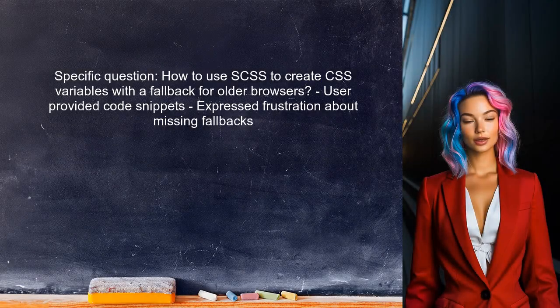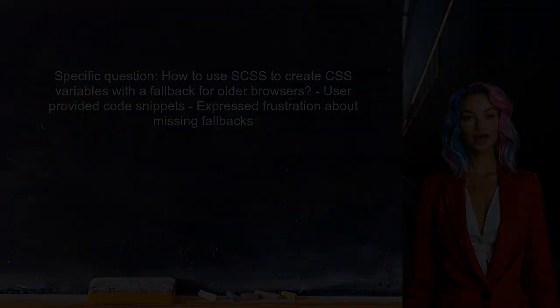Here's the specific question we're addressing. One user asked how to use SCSS to create CSS variables with a fallback for older browsers. They provided some code snippets and expressed frustration about missing fallbacks. Sound familiar? Let's tackle this together.